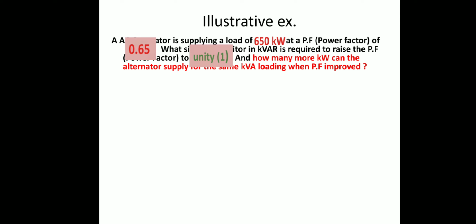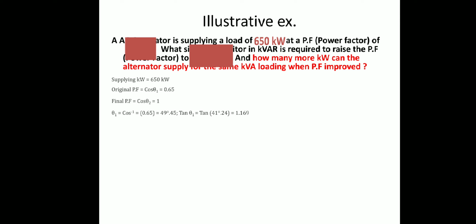So we have the values. Supply kilowatt is 650 kilowatt. We have the original power factor cos theta 1 equals 0.65. We want the final power factor cos theta 2 equals 1. Theta 1 we can find by the trigonometric equations and by use of a calculator also, tan theta 1 as 1.169. And theta 2 we can find by putting the value of cos inverse 1, then we get 0.